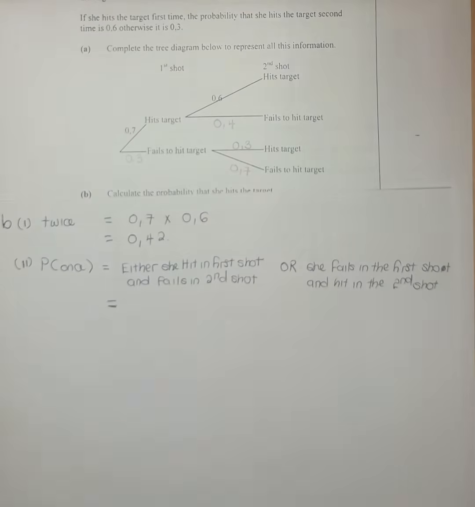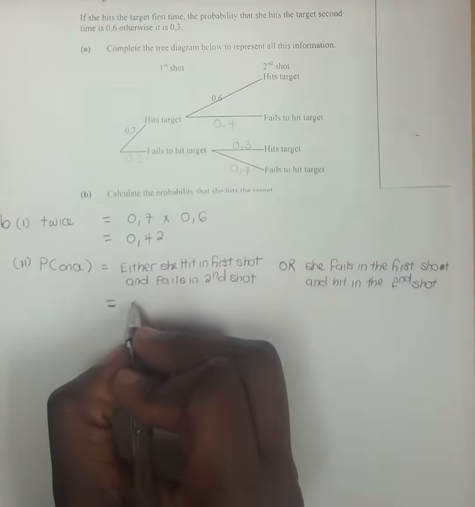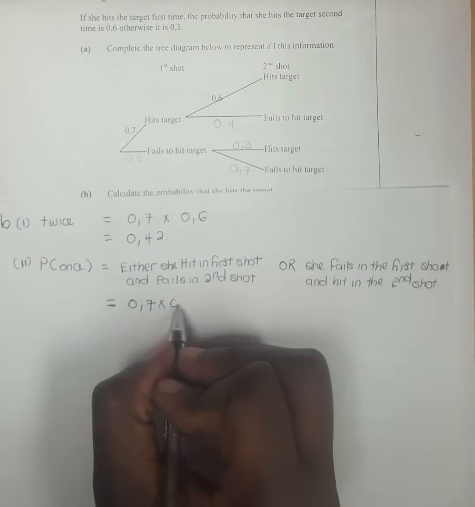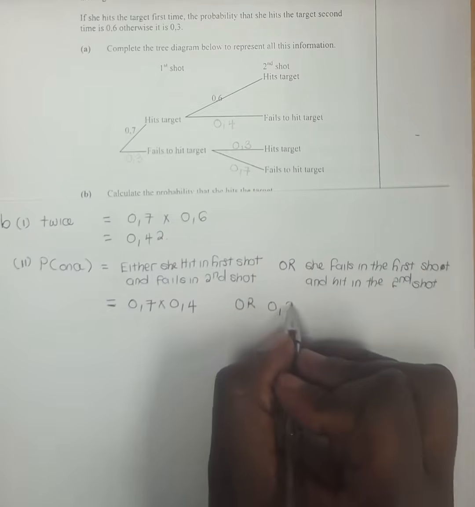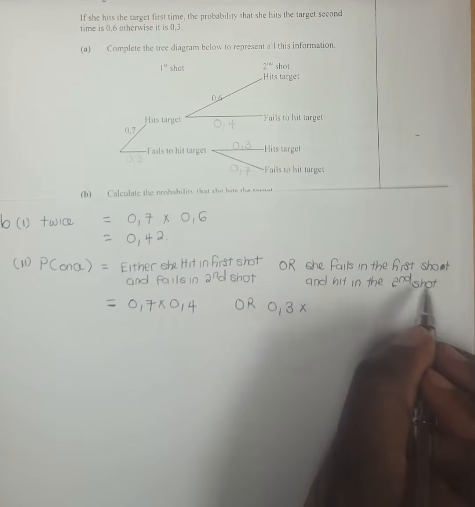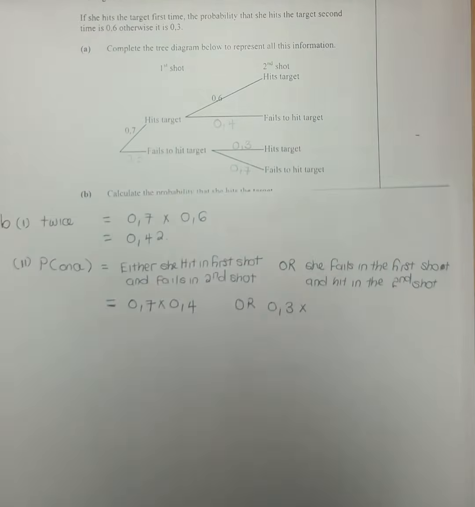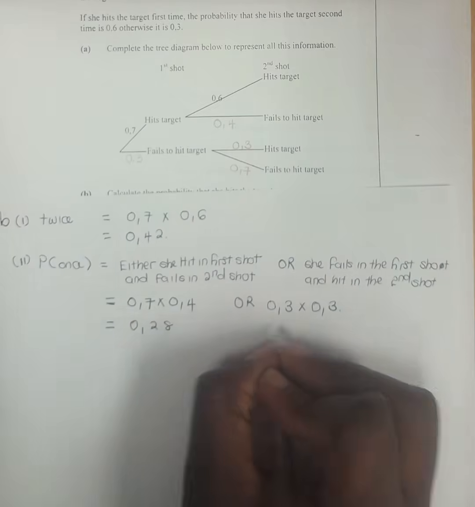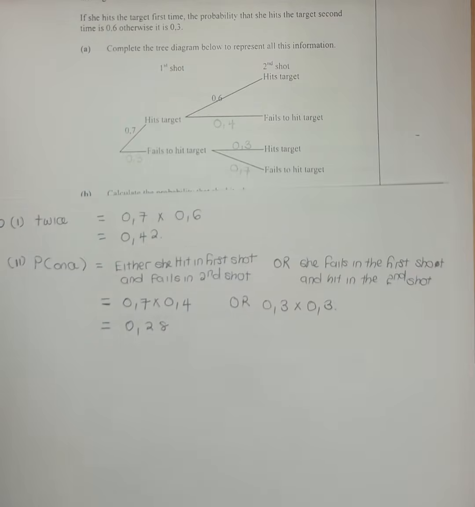So right now we want to use our probability tree diagram to find the probability that she's going to hit in the first shot, that is 0.7, and fail in the second shot, that is 0.4, or she fails in the first shot, which is 0.3, and then she hits in the second shot, which is 0.3. So 0.7 times 0.4, we get 0.28, and then 0.3 times 0.3, we are going to get 0.09.